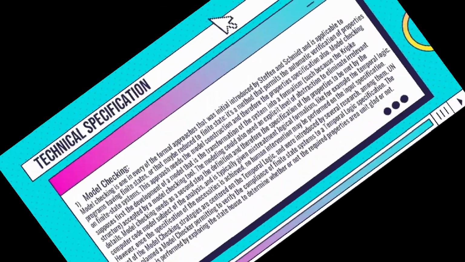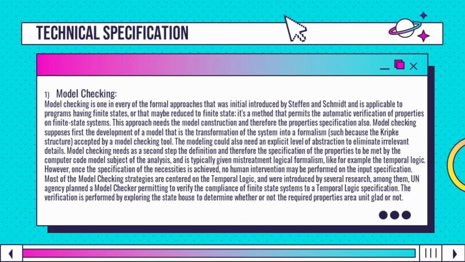First, model checking. Model checking is one of the formal approaches that was initially introduced by Stephen and Schmidt, and is applicable to programs having finite states or that may be reduced to finite states. It is a method that permits the automatic verification of properties on finite state systems. This approach needs the model construction and the properties specification also. Model checking supports first the development of a model, that is, the transformation of the system into a formalism.